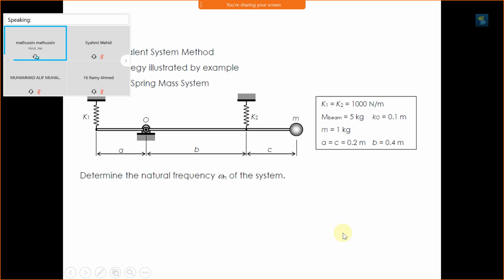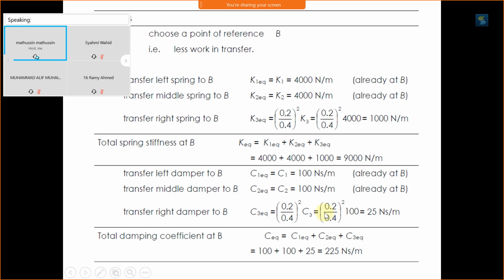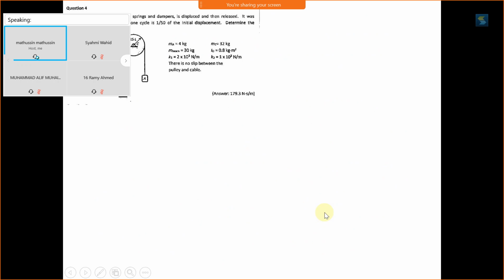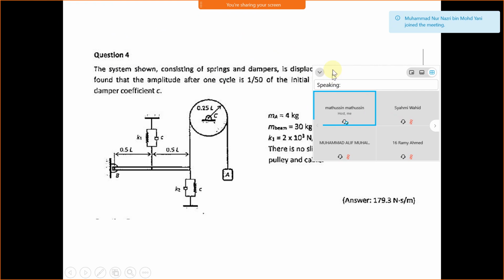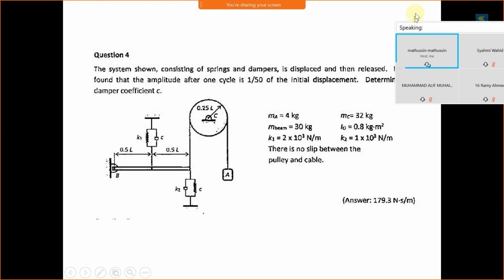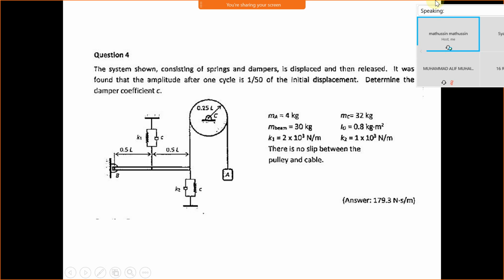Okay, so what we're going to do today is we are going to do some questions regarding this topic. Alright, before we move further, any questions so far? Ada soalan nak tanya berkaitan dengan soalan ni, berkaitan dengan topik ni? Tak ada?